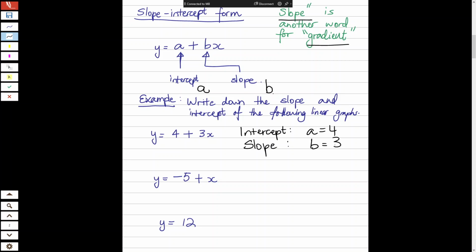All right, let's look at the next one. -5 plus x. What's the intercept going to be? Very good. Intercept is 1. Why is the slope 1 then? There's always a 1 in front of the x. When you just have the letter x on its own, what's implied is 1x, or 1 times x. So it's 1, not 0.